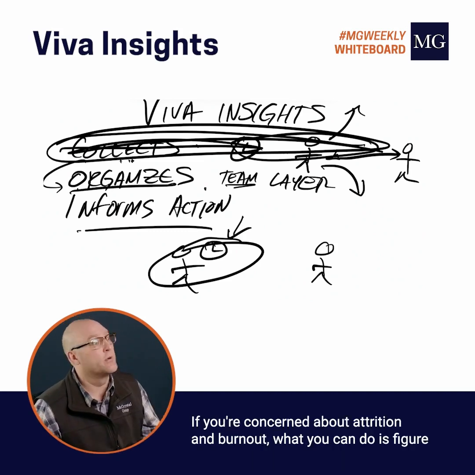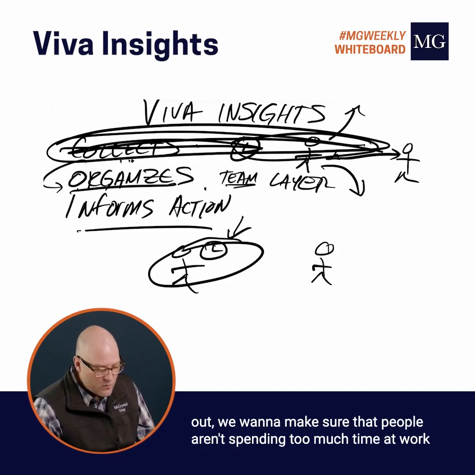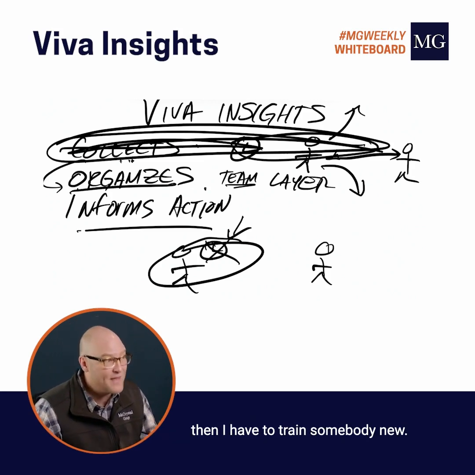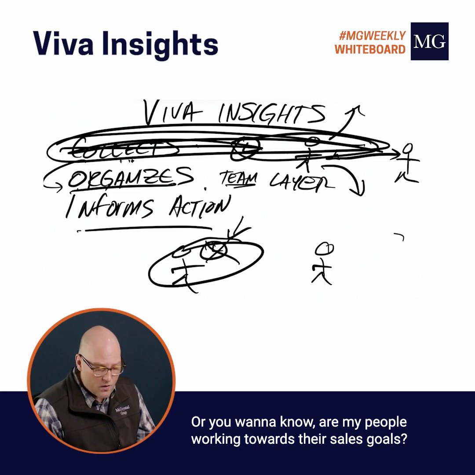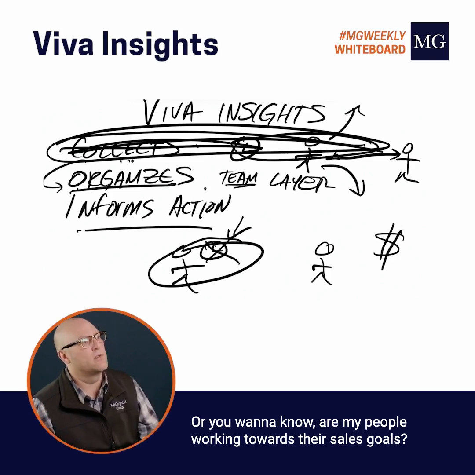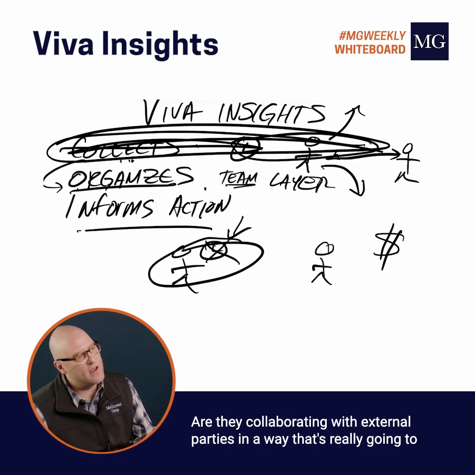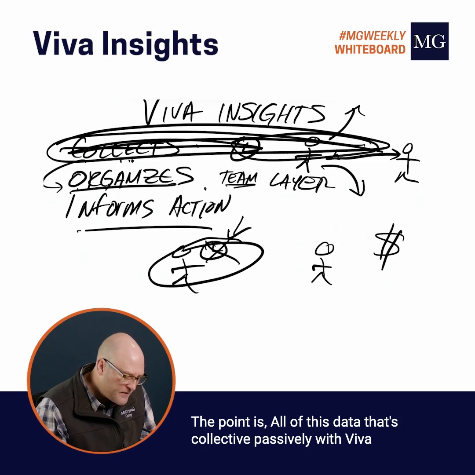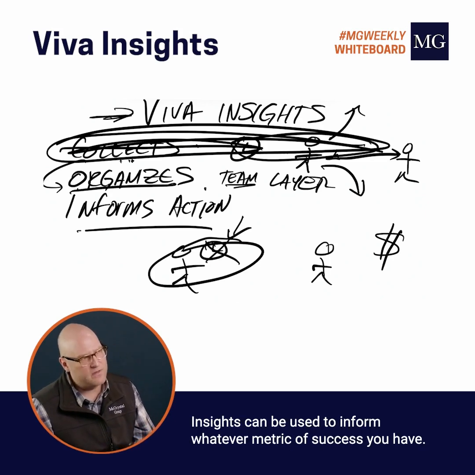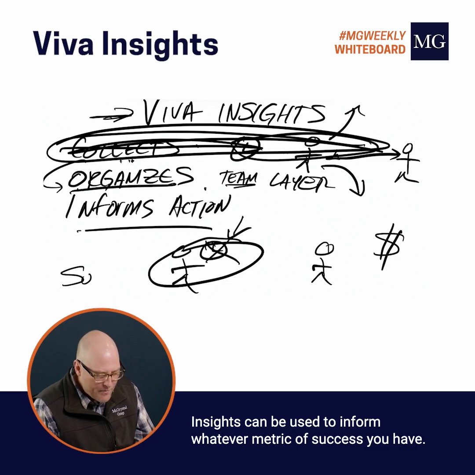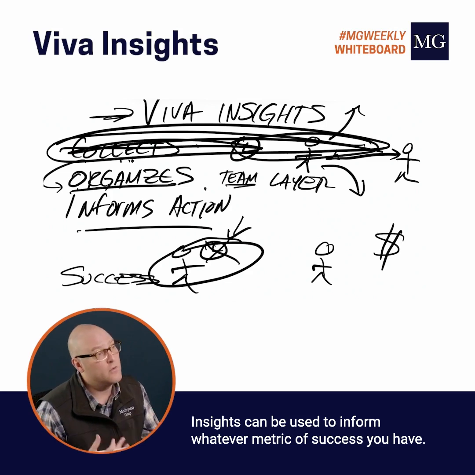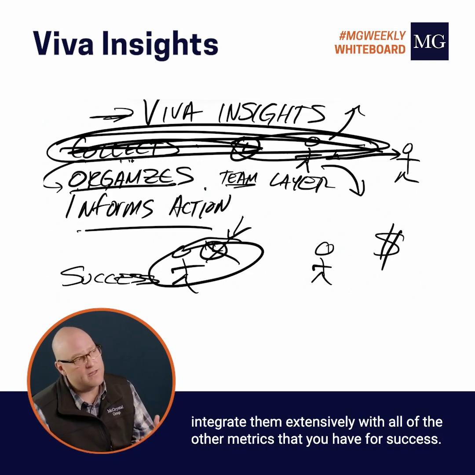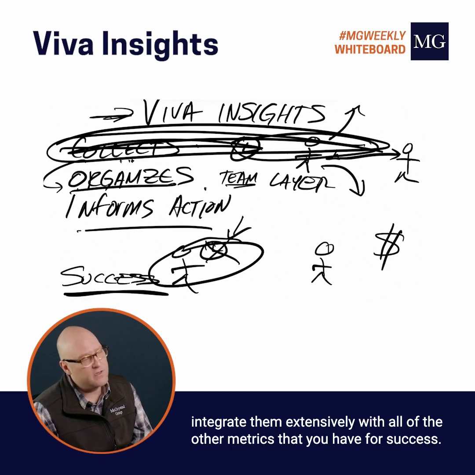If you're concerned about attrition and burnout, what you can do is figure out, we want to make sure that people aren't spending too much time at work, because then they're going to leave and then I have to replace them and then I have to train somebody new. Or you want to know, are my people working towards their sales goals? Are they collaborating with external parties in a way that's really going to create new leads and create new sales? The point is, all of this data that's collected passively with Viva Insights can be used to inform whatever metric of success you have. And we at McChrystal Group know how to pull all those data streams together and integrate them extensively with all of the other metrics that you have for success.